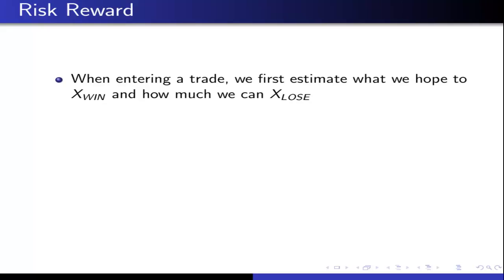It's critical when we're making a trade to manage risk. And the standard way to do that is to estimate what a win and a loss are. So when entering a trade, we first estimate what we hope to win, Xwin, and how much we can lose, Xlose.